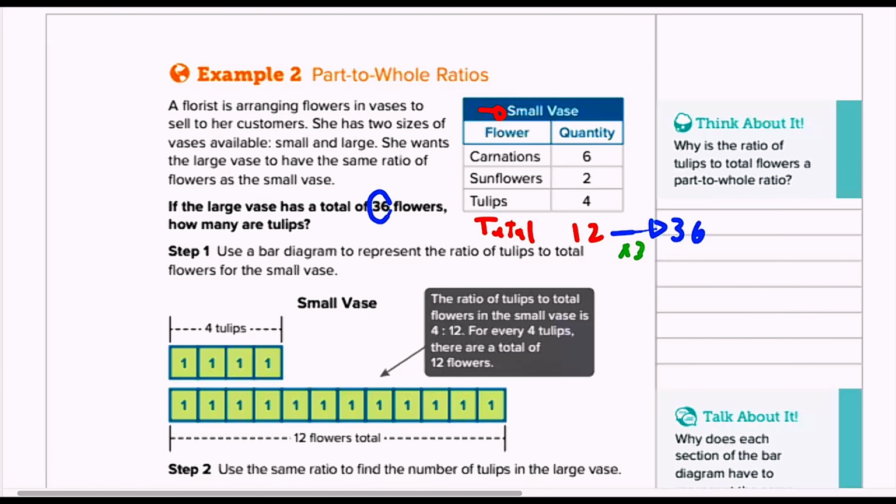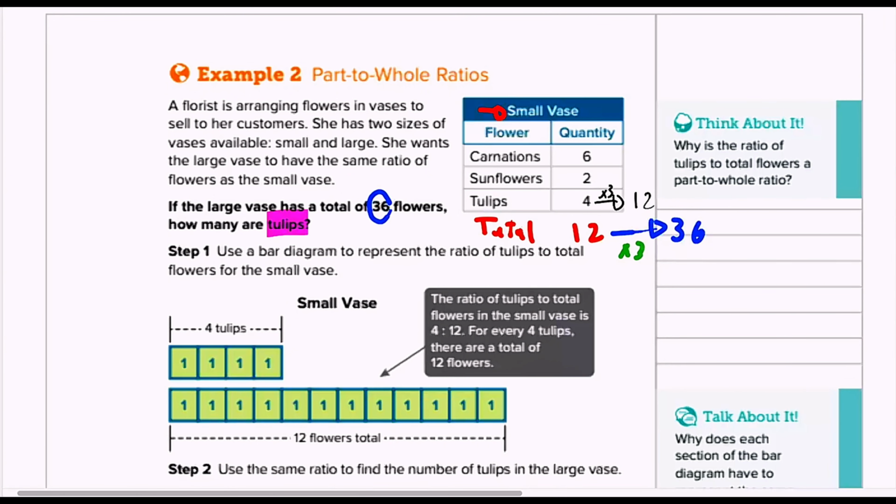If you ask me about one of these quantities in the large vase, I just need to use the same scaling factor, which is times 3. Then, if we go back to the question, what does he want to ask me about? Yes, he's asking me about tulips. Then we go to the tulips and use the same scaling factor, multiplying the number of tulips by 3, and we have 12 flowers of the tulip type. Then 12 flowers are tulips in the large vase.